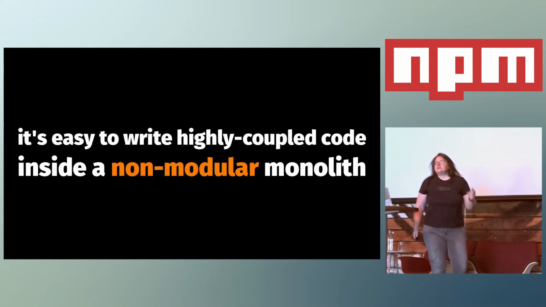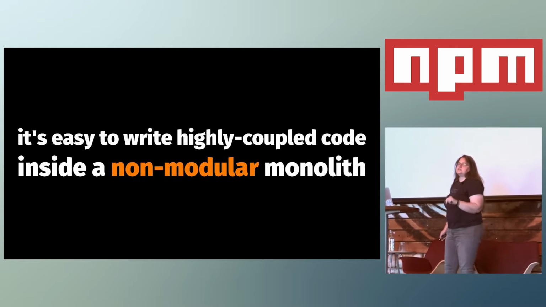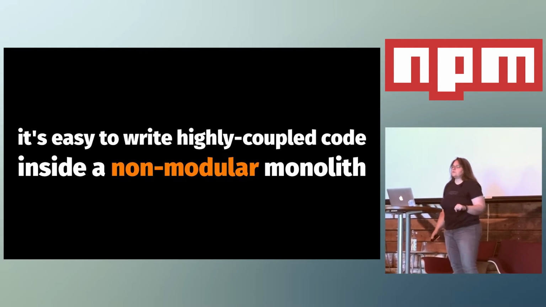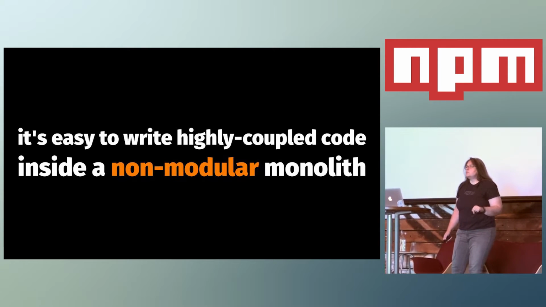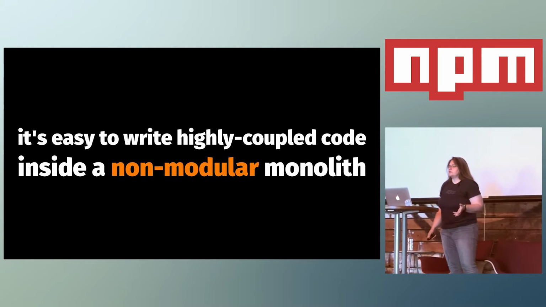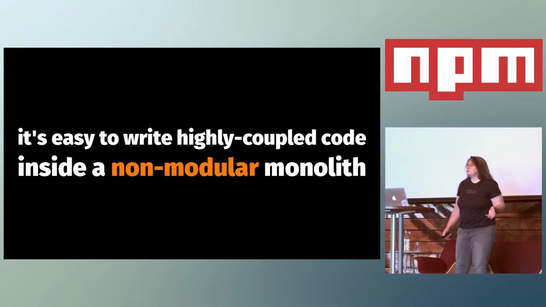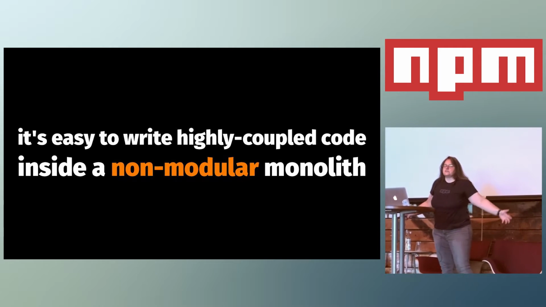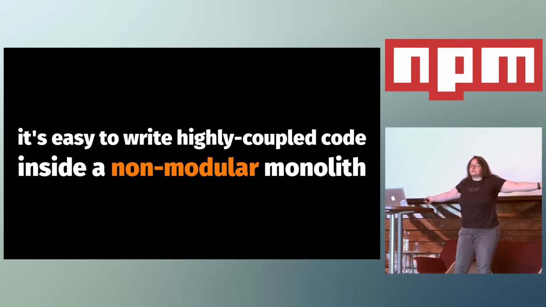The other problem is that it's really easy to write highly coupled code inside a non-modular monolith. And the reason is a human reason. There are no barriers to it. No cognitive conceptual barriers. You've got one repo, probably. You can change lots of things all at once, all over the place. Because you, as a human, understand everything that's going on. You held the whole system in your head. It's probably not very big. It's very easy to secretly couple your code together.